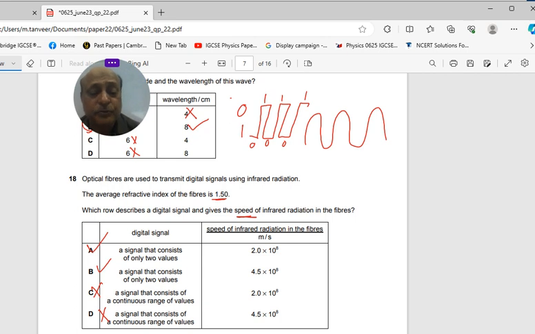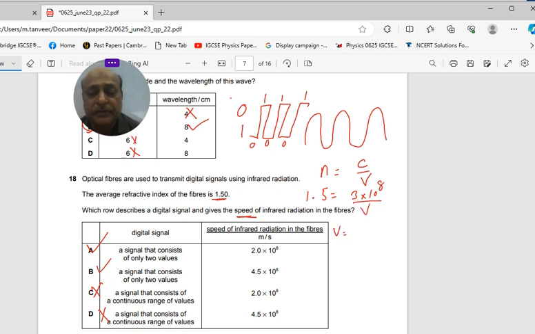So you have to choose from A to B. Now speed. First of all, you have to find the speed. The formula for speed is n, the refractive index, equal to the speed of light divided by the speed in the medium. The refractive index is given as 1.5. The speed of light is 3 into 10 raised to the power 8. You have to remember this. And this is V.